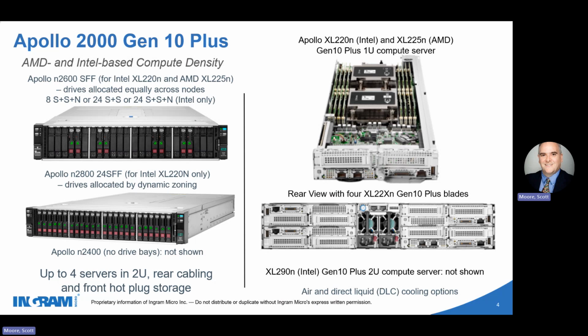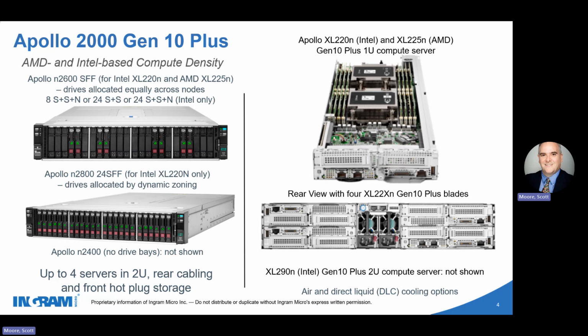So on the right, we'll see we have the Apollo XL 220N, and like the Gen 10 had Rs for everything, the Apollo 2000 Gen 10 Plus uses the letter N for everything. The XL 220N uses dual Intel processors, and the XL 225N uses dual AMDs. So similar to the ProLiant nomenclature, if a server ends with 0, it's Intel-based. If it ends with 5, it's AMD-based. These are 1U servers, so I could do up to 4 1U dual processor capable Intel or AMD servers in 2U of space for a 4-node cluster.